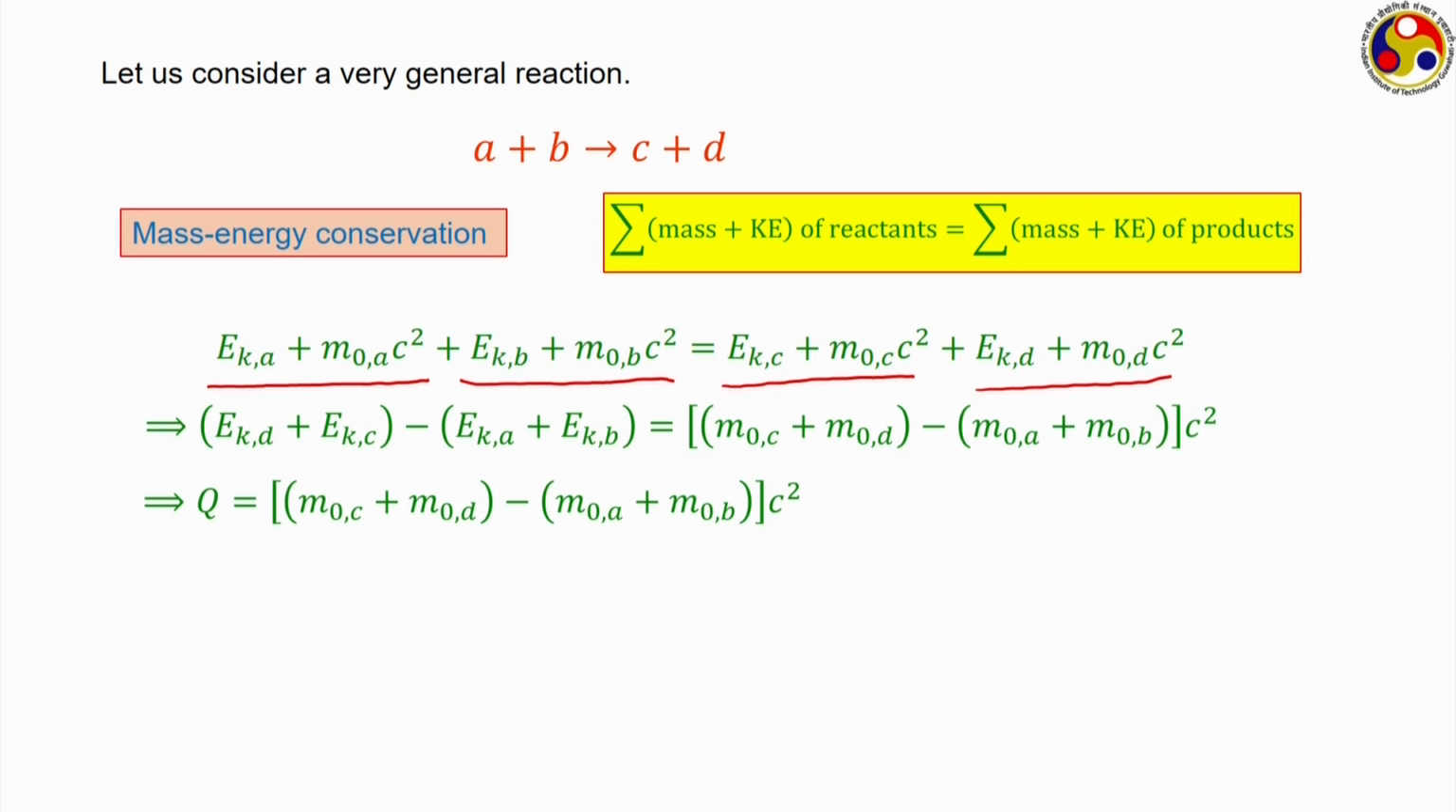Here Q is the total kinetic energy of the products C and D in this case, minus total kinetic energy of the reactants A and B here, and it should be equal to the difference between their rest masses multiplied by c square. That is, the net kinetic energy gained by the products is equal to the difference between the mass of the reactants and mass of the products multiplied by c square.